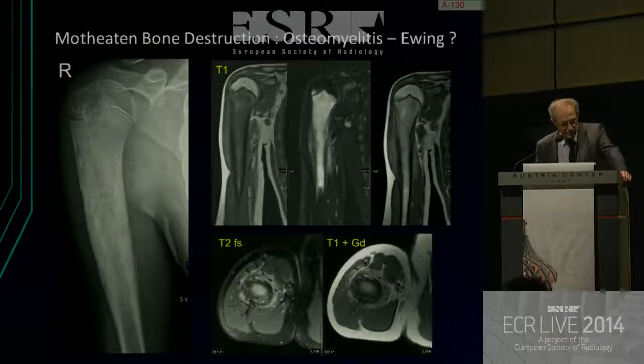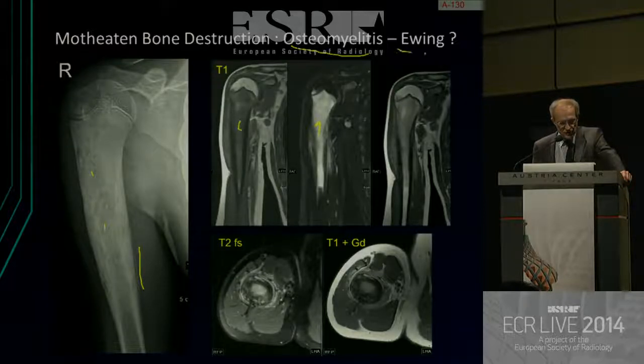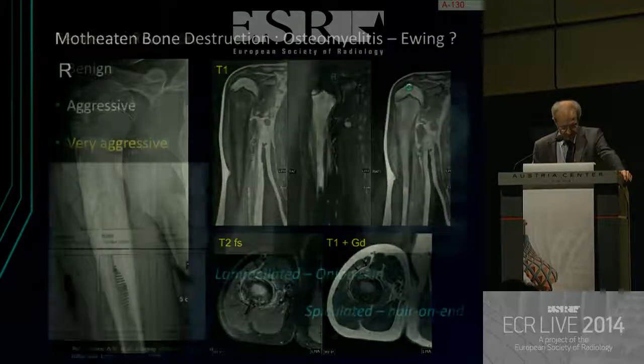Look at this moth-eaten bone destruction. Many lytic areas in the humerus, a faint periosteal reaction, some sclerosis, low signal intensity on T1, high signal intensity on T2, question, osteomyelitis or Ewing. Well, you should look at the soft tissue mass. If this would be a Ewing sarcoma, you should have a large soft tissue mass. It's absent. There is also no sharp delineation, and this is all in favor of osteomyelitis. So absence of soft tissue mass and no sharp delineation is in favor of osteomyelitis.